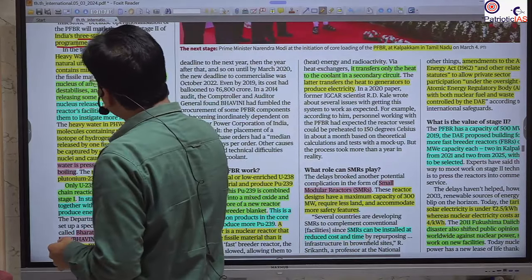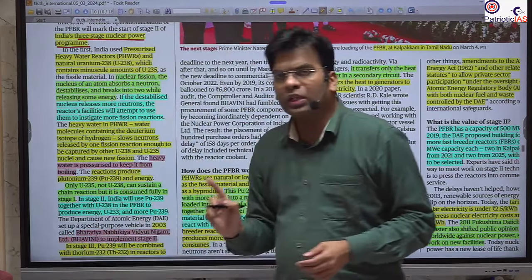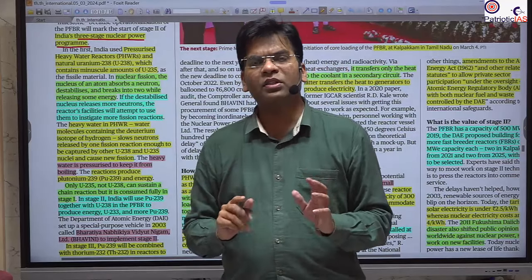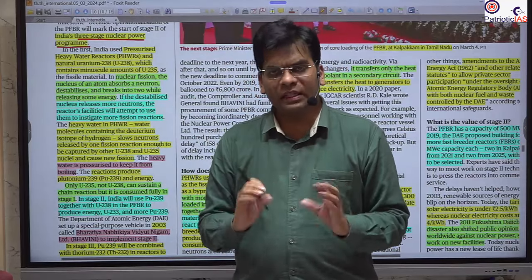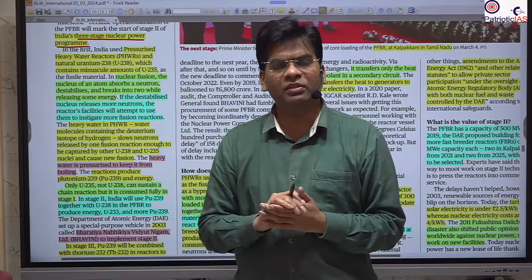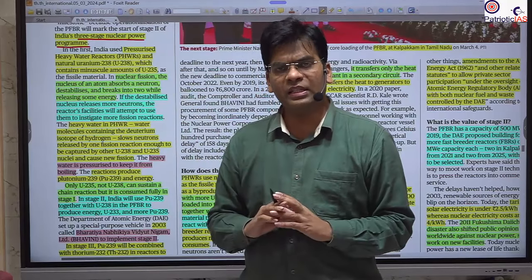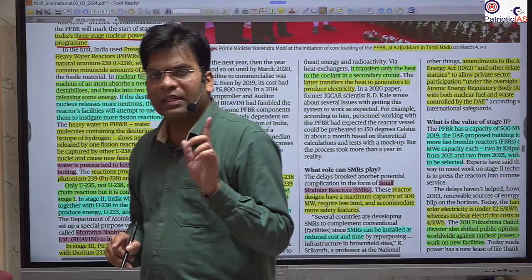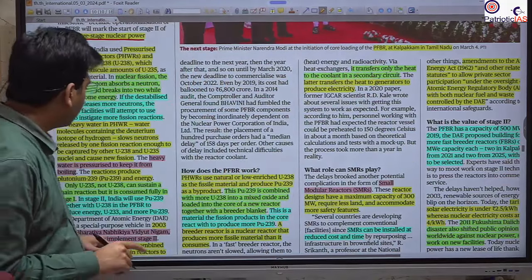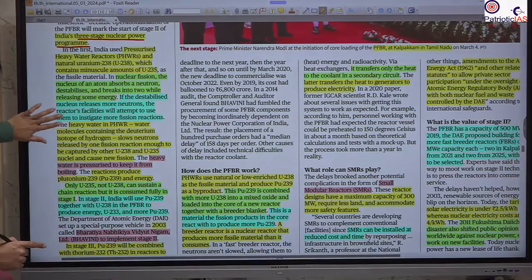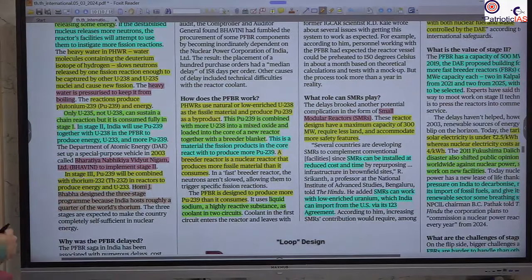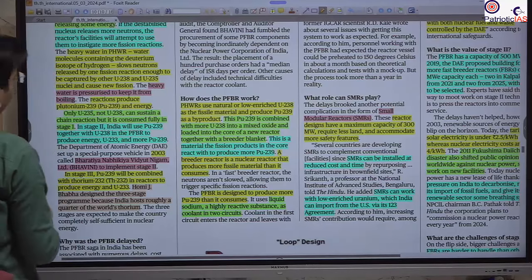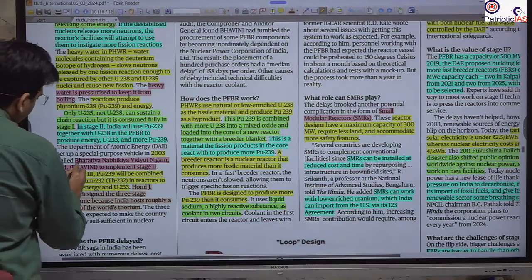Besides that, the third stage is going to use thorium. Thorium is found in abundance in India, one third of the world's reserve of thorium is in India, and you should know that it is found in the monazite sand in the coastal area of the eastern coast as well as some part of the western coast. Okay. Who is developing this fast breeder reactor?